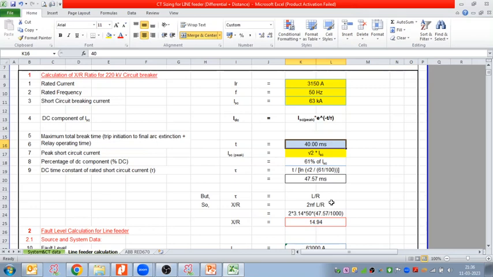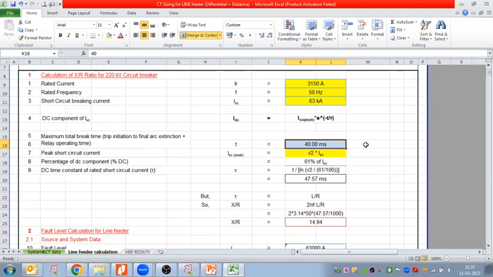For that you need to refer to the circuit breaker you are taking, its GTP or nameplate. From that you will get the circuit breaker opening or breaking time when the fault is happening. So this T would be your circuit breaker opening time. Here I have not added the relay operating time, but we can add the relay operating time also. So 40 plus 10.